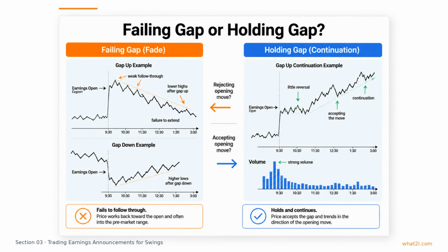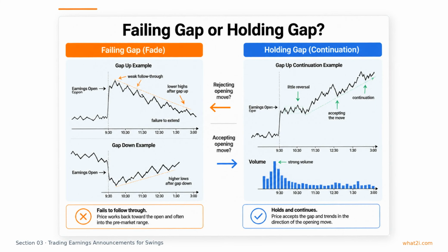After an earnings gap, the central question is whether the move is failing or holding. A failing gap often shows weak follow-through, such as a gap up that cannot extend and begins forming lower highs. On the downside, a gap down that starts making higher lows can suggest the sellers are losing control and the move may fade upward. A holding gap looks different. Price stays firm, volume remains strong, and there is little meaningful reversal after the open. In other words, the market is accepting the new price area instead of rejecting it. Distinguishing between those two conditions is more important than the earnings headline itself.